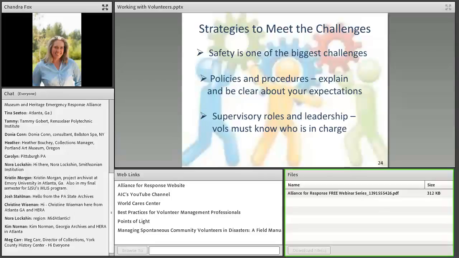And then also key, of course, are supervisory roles and the leadership, both for the organization and specifically on site. So the volunteers need to know who is in charge. They need to know who their direct report supervisor is. So if they have a problem, if they have a question, they know exactly to whom they can go and ask those questions. That has to be very, very clear for them.